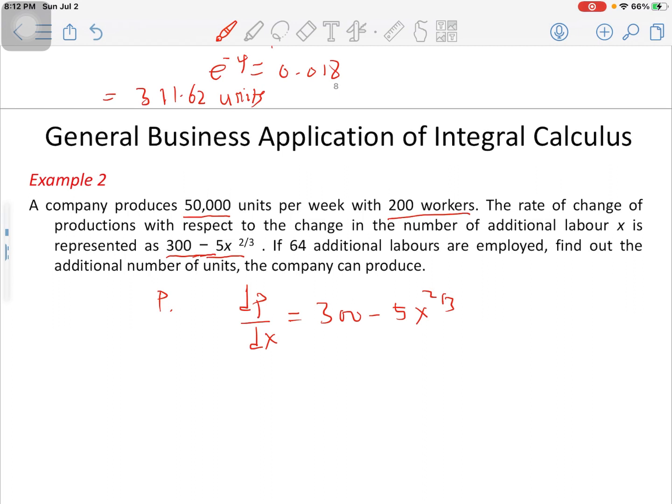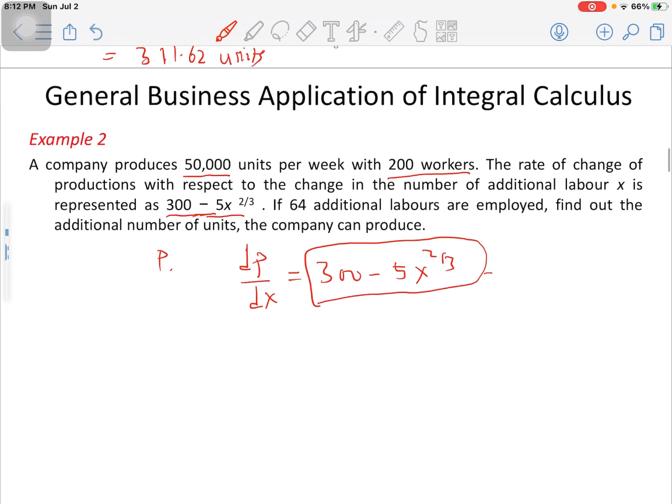So now let's assume that we are starting off from 0 workers. Let's say when they are using the 200 workers, this is the function that they have already, the current function with the 200 workers and the 5,000 units that they produce per week. And they use those values to come out with this function. And coming out with this function, they are telling us that we should find out if 64 additional laborers are employed. Now, 64 additional workers are employed.